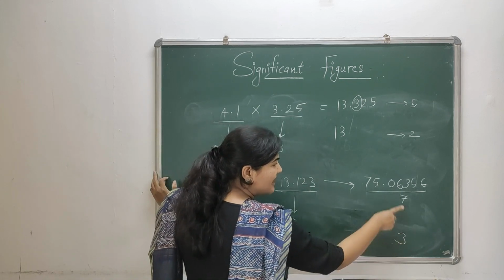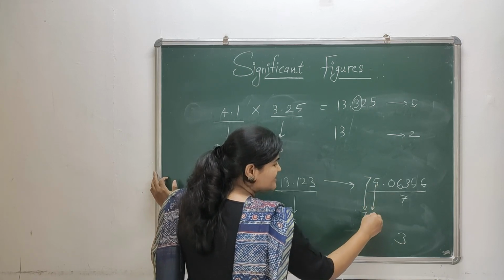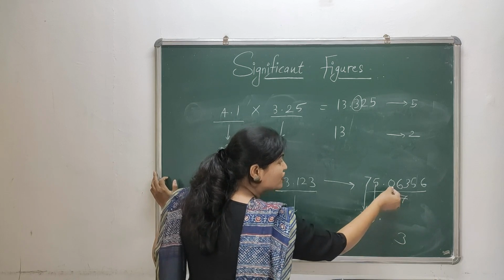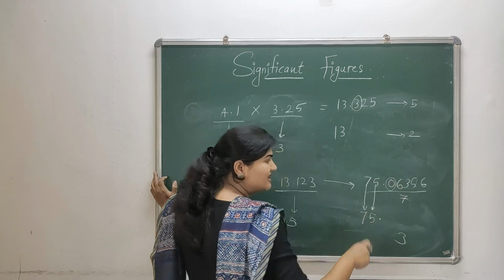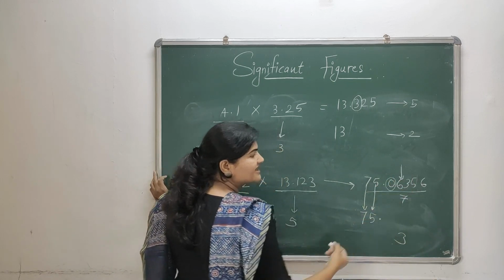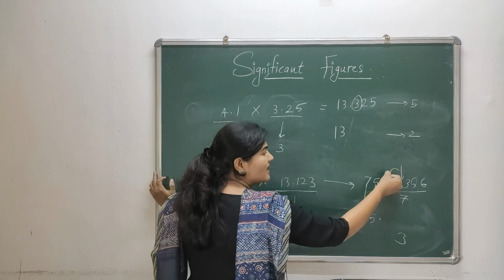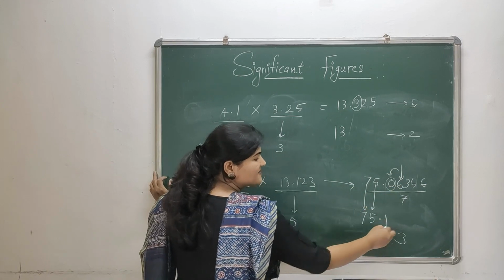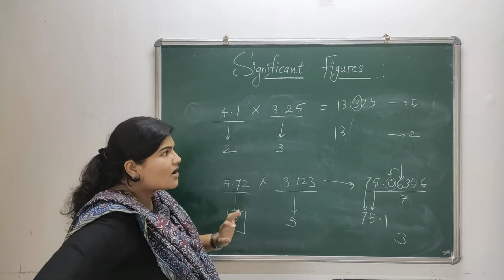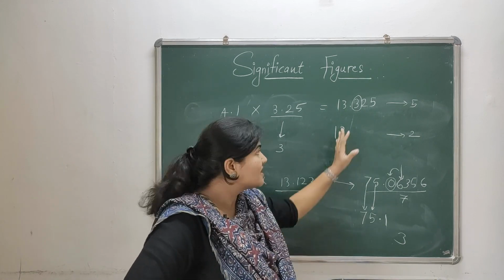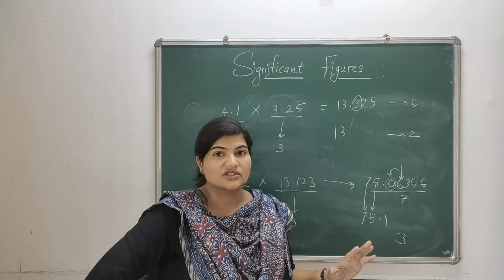So if I want to narrow 7 to 3, then I will have 7 as it is, 5 as it is, decimal point as it is, and for 0, whether I retain it or increase it to 1 will be decided by the next digit. Now it is 6, so it is more than 5, so we have to add 1 to this number. So 0 plus 1 becomes 1. So I will round off this number to 75.1. This is how we are going to round off the answers of addition, subtraction, multiplication, division, etc.